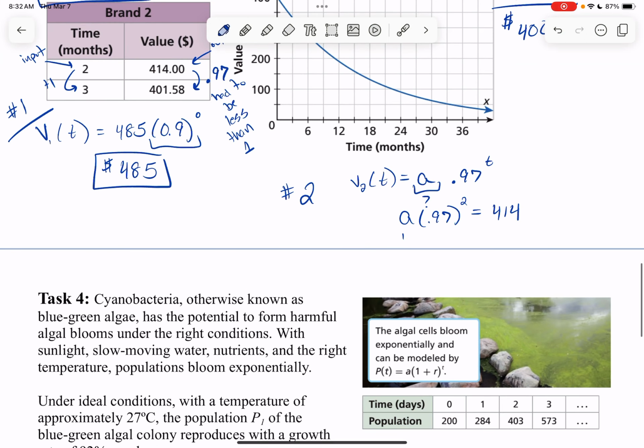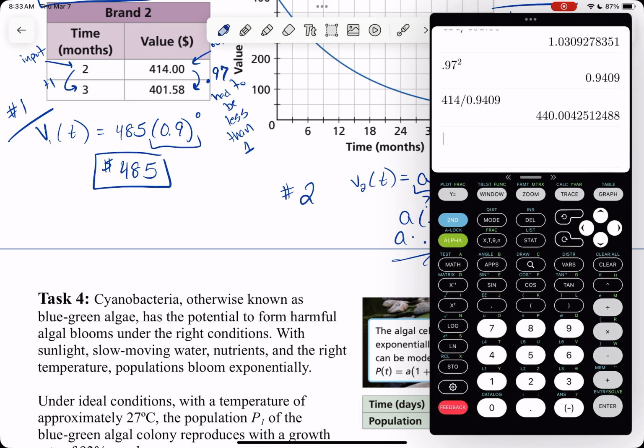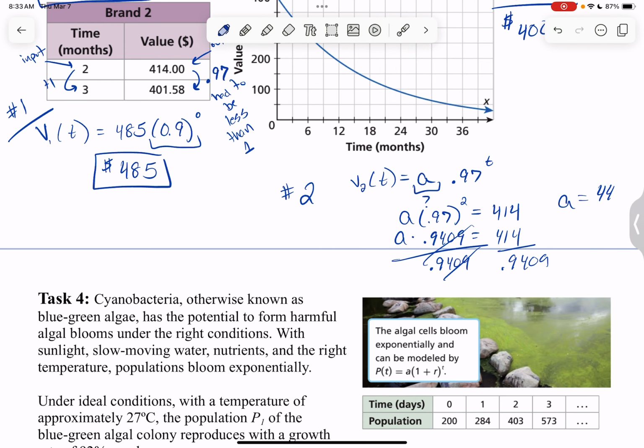So I have a times 0.9409 equals 414. So now I would need to divide both sides by 0.9409 to figure out what a is. So a equals 414 divided by 0.9409, and I get 440.00. So $440. So again, that was number 2. So my initial amount is 440.